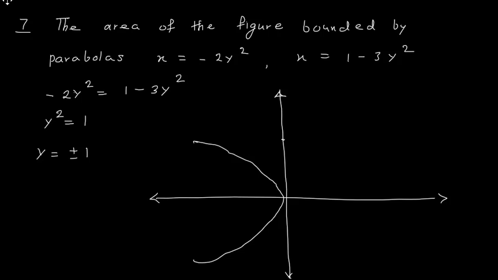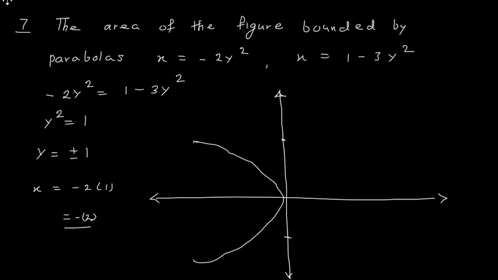So the value of y is plus 1 or y is minus 1. So plus 1 somewhere here, minus 1 somewhere here. So at these 2 points it will be cut. And what will be the value of x? When x is minus 2y square, it is minus 2 into 1 square, which gives 1, so that is minus 2. Okay, so we got the point of intersection.